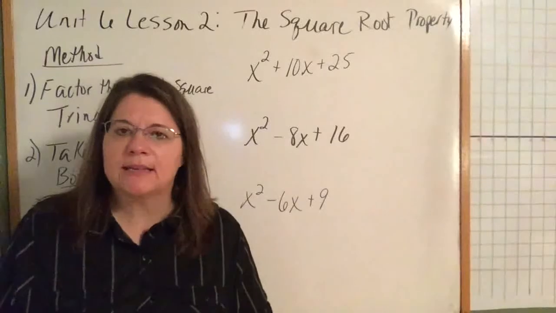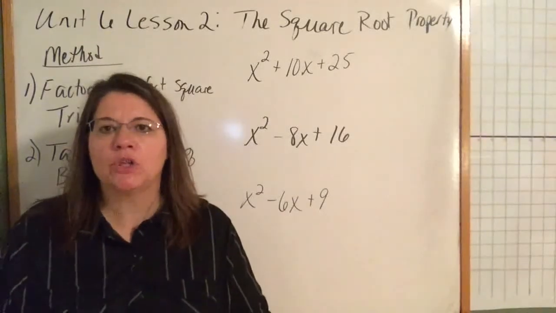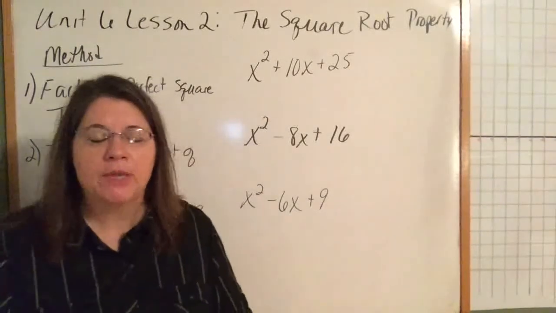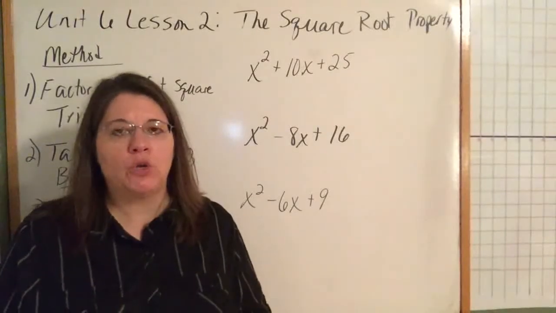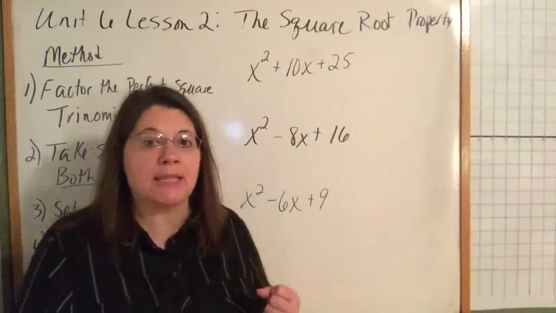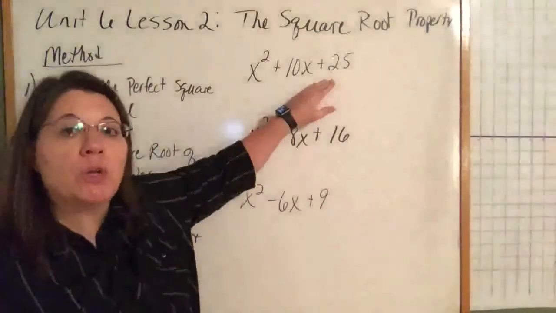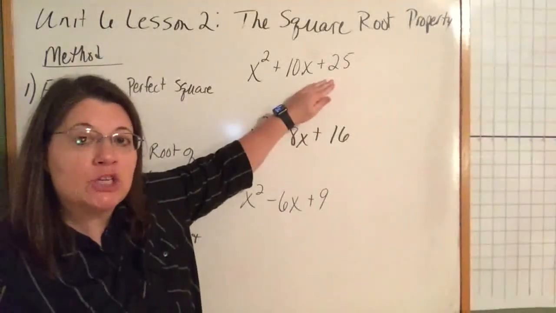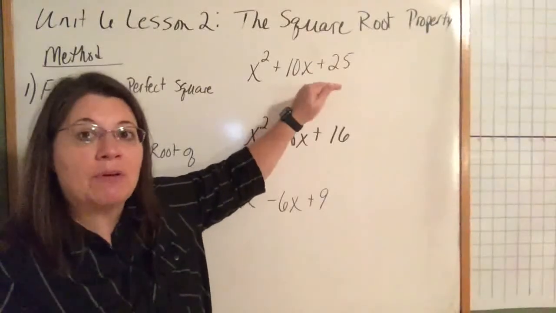Algebra 2, Unit 6, Lesson 2, and in this lesson we're going to learn about the square root property. In order for the square root property to work, you have to have a perfect square trinomial. So first I want to explain to you what that means. A perfect square trinomial is a trinomial that can be factored into two of the same factors.